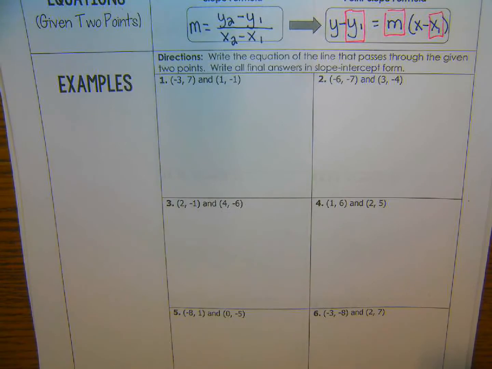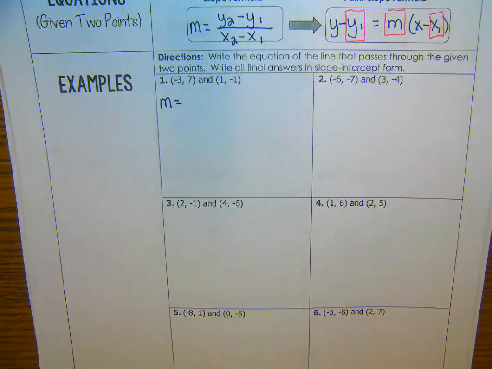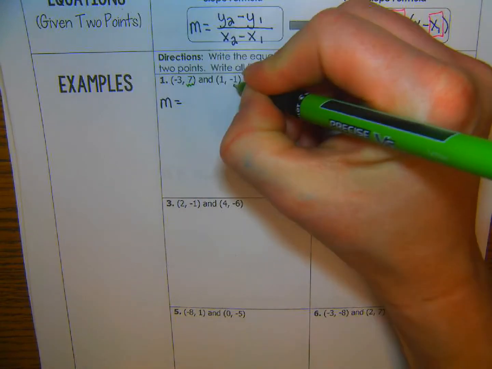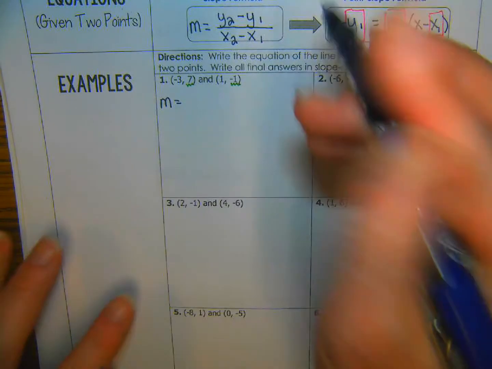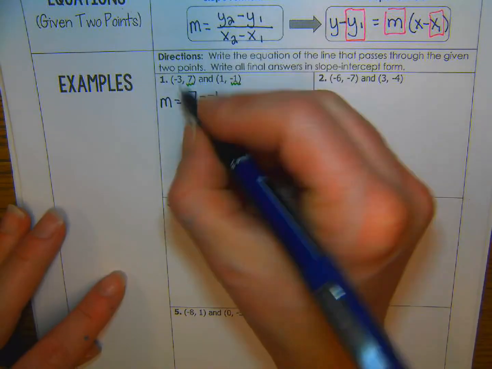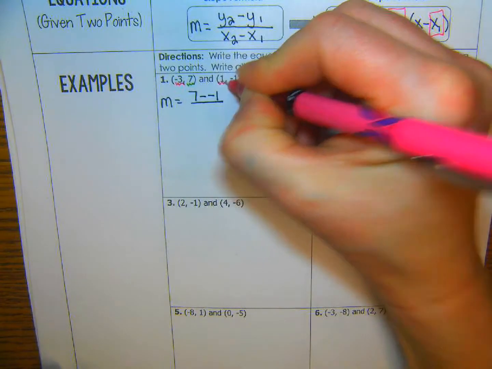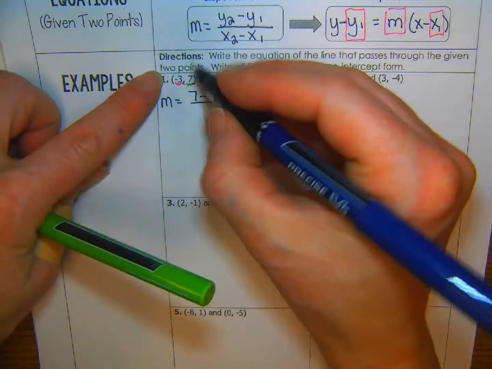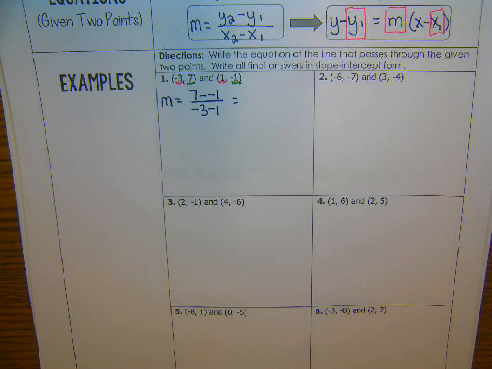So number 1, very first on all of these questions, we're going to write down M equals, and we're going to do our slope formula. So I'm going to go ahead and underline my y's. I'm going to do 7 minus a negative 1 on top. What could I write? 7 plus 1. And on the bottom, if I did 7 minus a negative 1, I'm going to do negative 3 minus 1. All right. What do we get on the top?